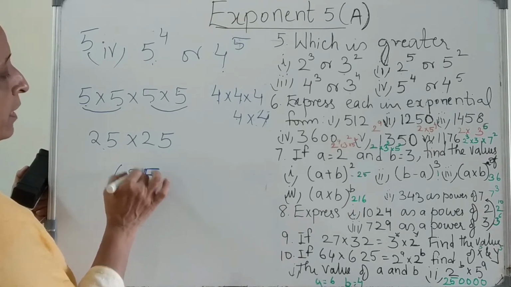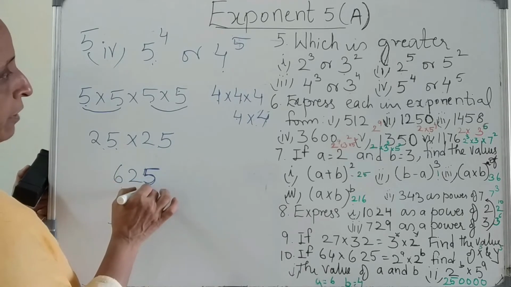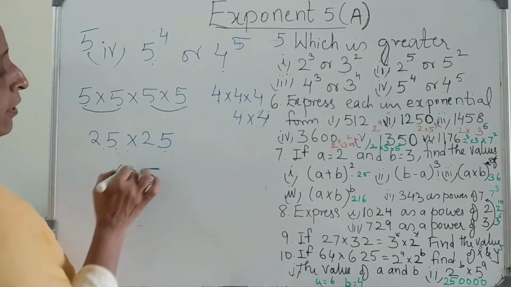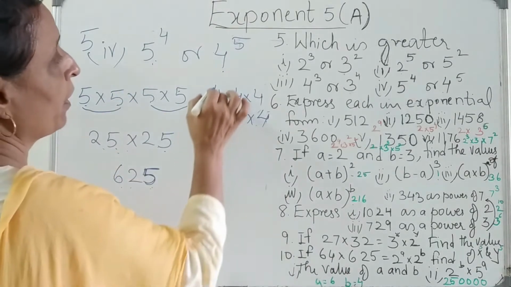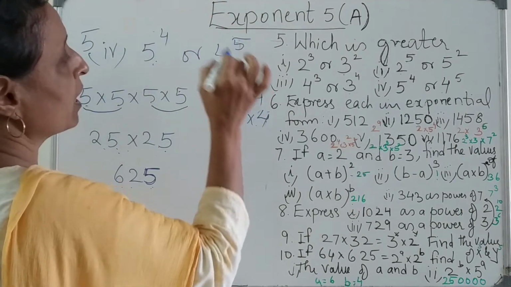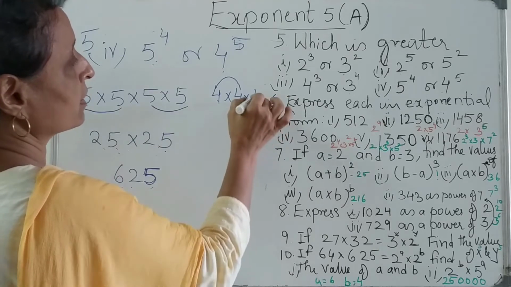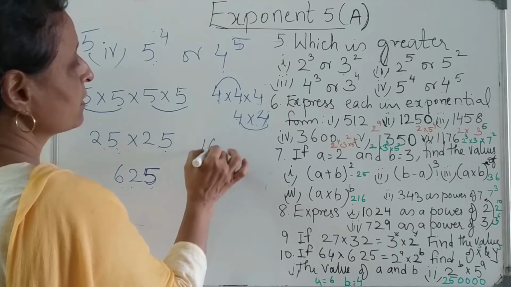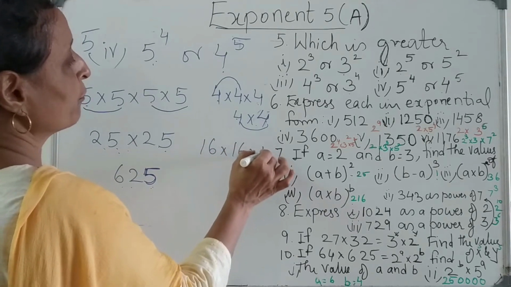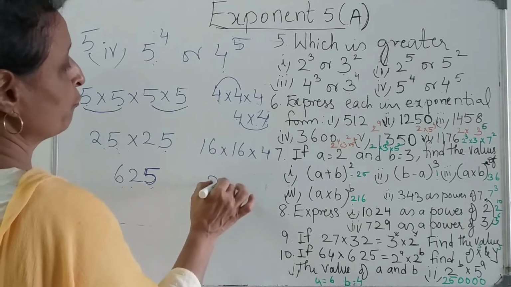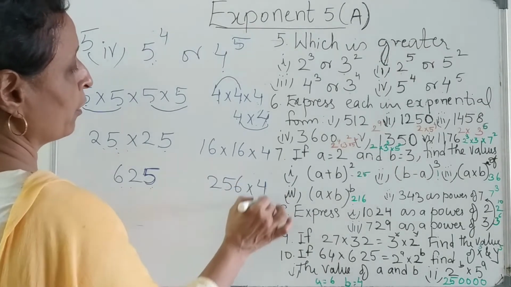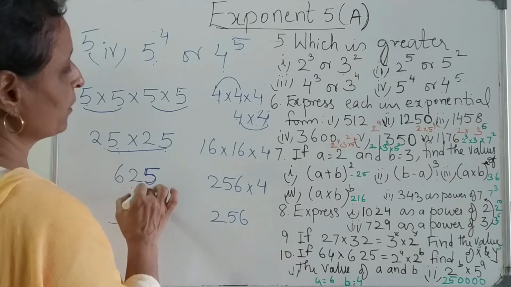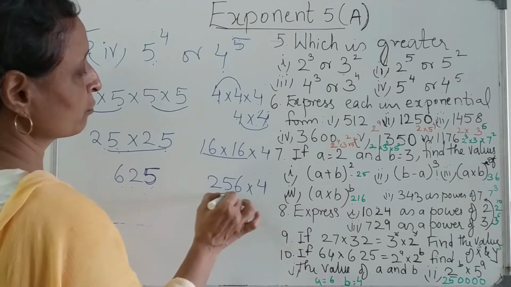This you try to memorize: 25 into 25 is 625. You will come across it many times, so it's better to memorize this. Now let us multiply the other one. 4 4s are 16, 4 4s are 16, and 1 4 is remaining. Now this also you memorize: 16 into 16 is 256.